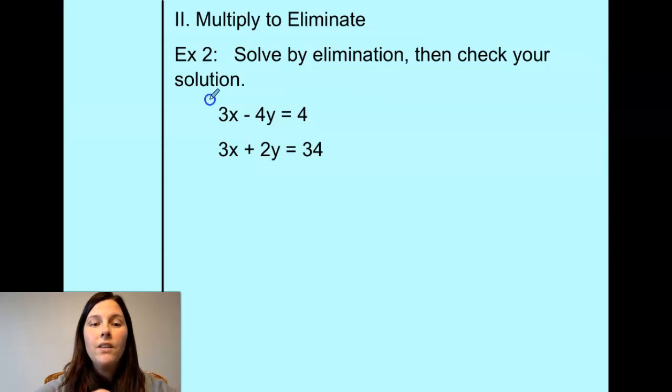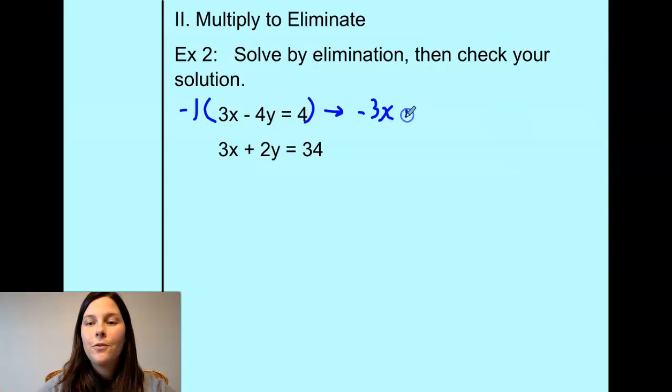I just need one of them to be multiplied by a negative 3. So I'm going to take this entire first equation, golden rule of algebra, and multiply both sides by a negative 1. I'm going to write that off to the side here. So negative 1 times 3x gives me negative 3x. Negative 1 times negative 4 gives me a positive 4y.